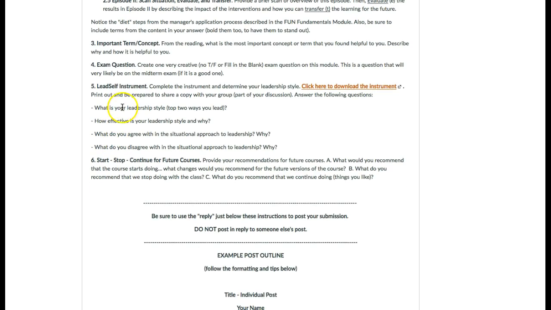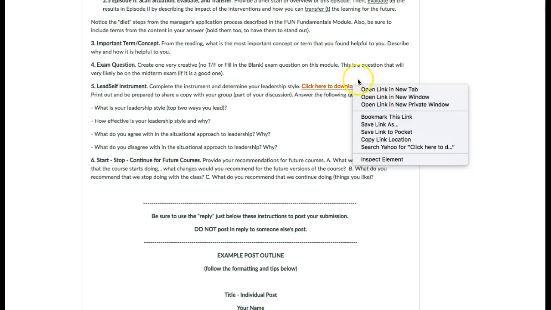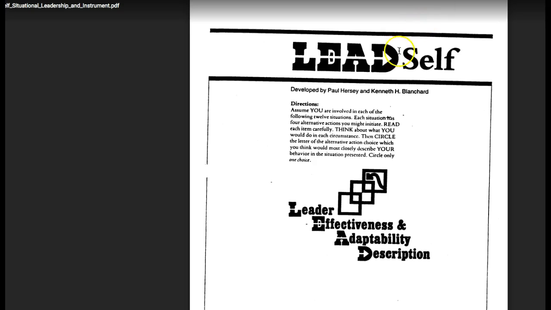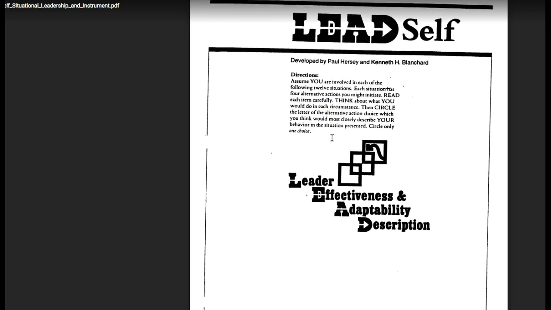And this is what I want to cover with you. I think you'll have fun with this. It's called the lead self instrument. What you're going to do is download it here, complete it to determine your leadership style, and then answer these questions. So let's take a look at this. If we click on this here, this is what comes up.